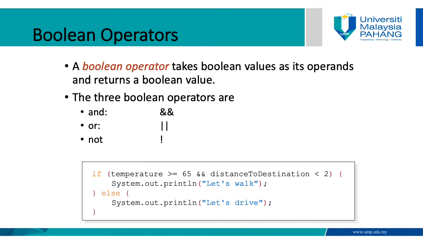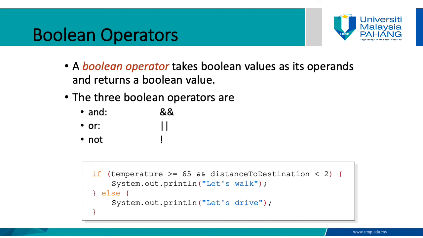Boolean operators. What actually are Boolean operators? Boolean operators take Boolean values as operands and return a Boolean value. There are three Boolean operators here: and, or, not. For and we use the double ampersand symbol, for or the double vertical bar symbol, and for not the exclamation mark symbol.